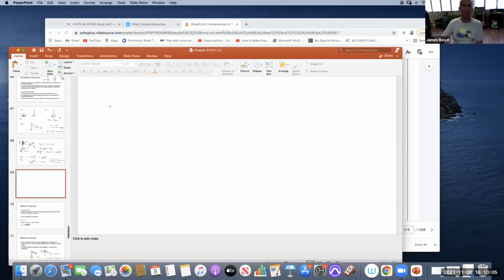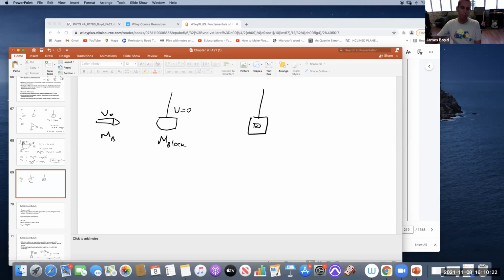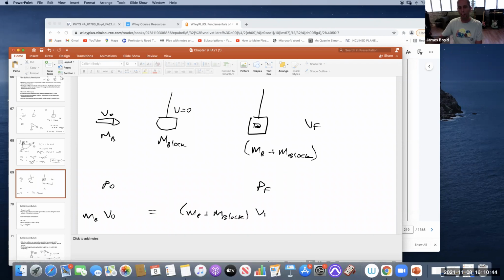Next, I want my collision. Prior, the initial: M of the bullet, M of the block, V of the block is 0. After, exactly in the second before it begins to move, but they've collided: M of the bullet plus M of the block, and there is some V final. P initial equals P final. M of the bullet times V initial of the bullet, this is all 0, is equal to M of the bullet plus M of the block times V final.